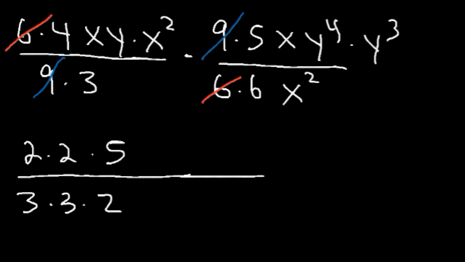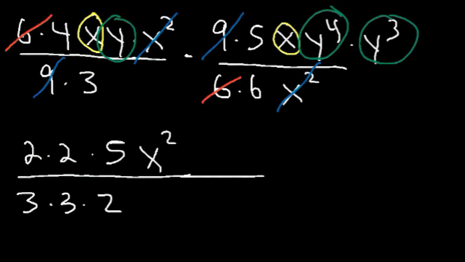So now let's multiply the variables that we have on top. So we can also cancel an x squared, by the way. So we're left over with x times x on top, which is x squared. And we also have y times y to the 4th times y to the 3rd. So 1 plus 3 plus 4 is 8. So we have y to the 8 on top.